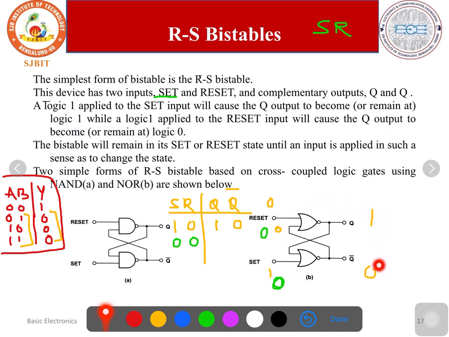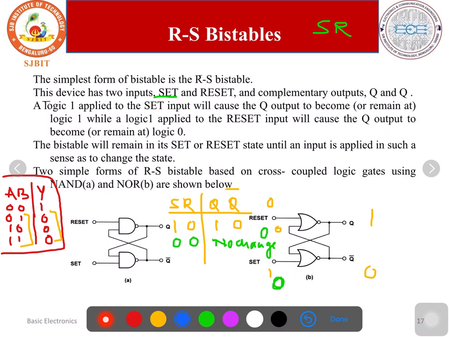So there is no change at all. Here it retains the same state if S is equal to 0, R is equal to 0. There will be no change in the output. It maintains the same state in the RS bistable using NOR gates.